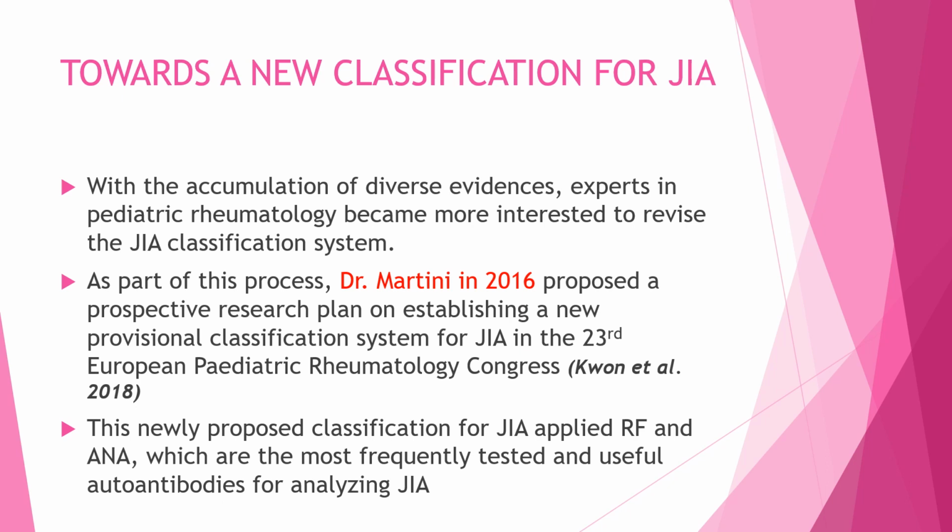You know that we already have the classification for JIA into 7 main categories. This is the ILAR 1997 classification for JIA, but it is very old. It is now 27 years old, and with more accumulation of evidence, some groups may not be suitable to be separate groups, and some others may be non-specific and non-sensitive.